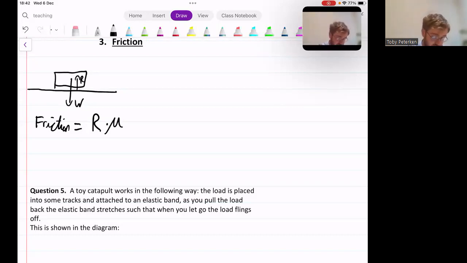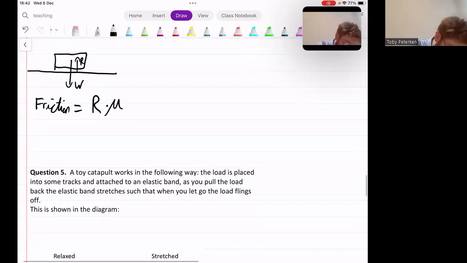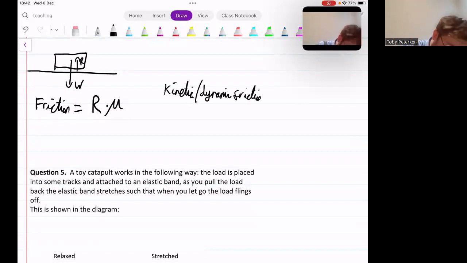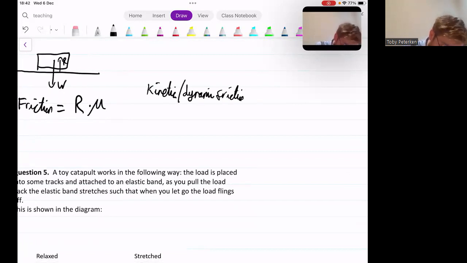Now, there is a difference between what's called kinetic friction or dynamic friction versus static friction. So for kinetic or dynamic friction, this is when things are actually moving.